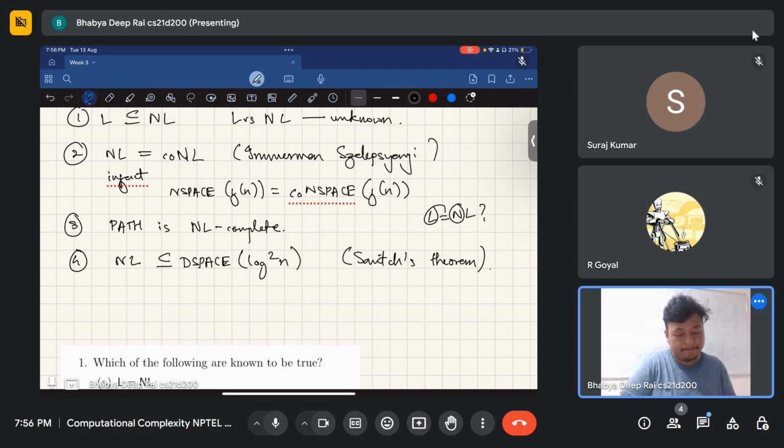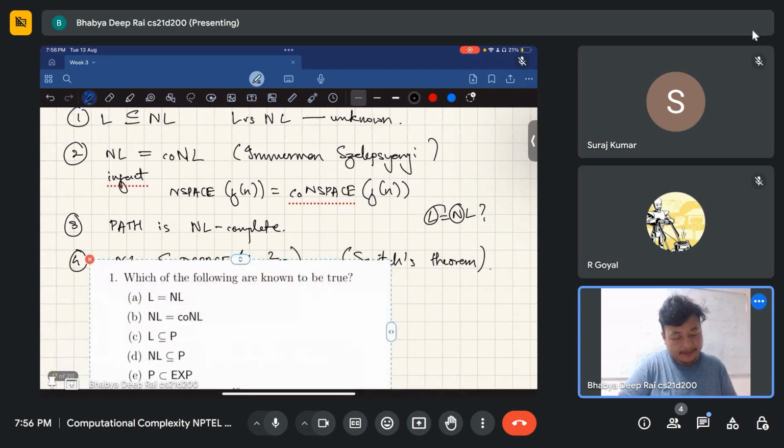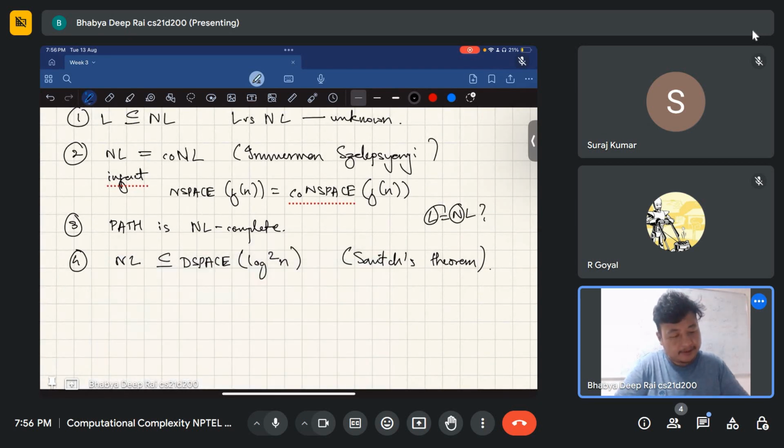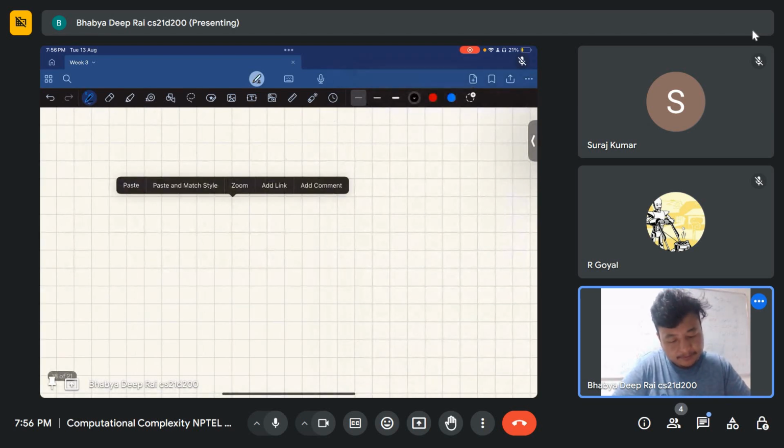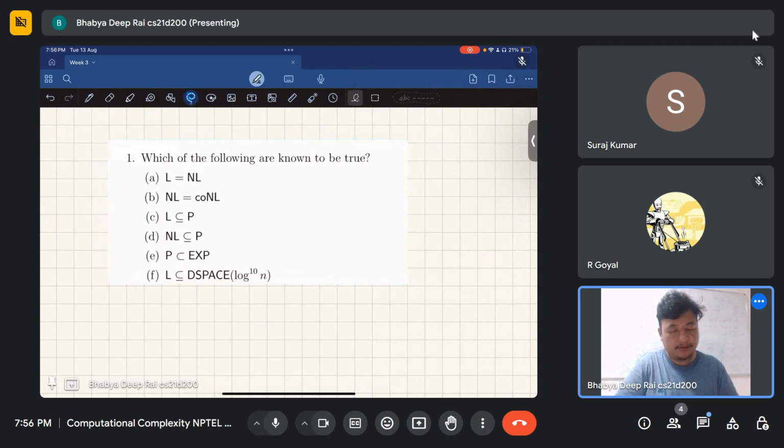Can it? Okay. So I'll cut it. I'll paste it to another. Okay, good.